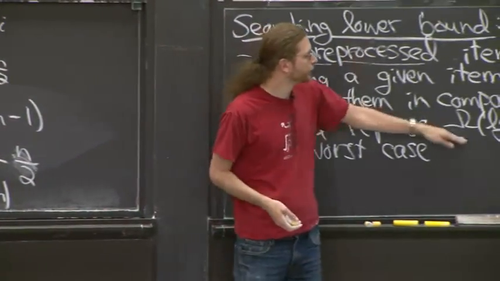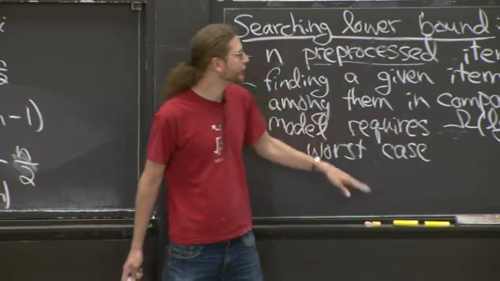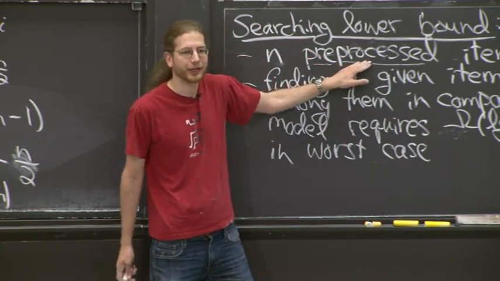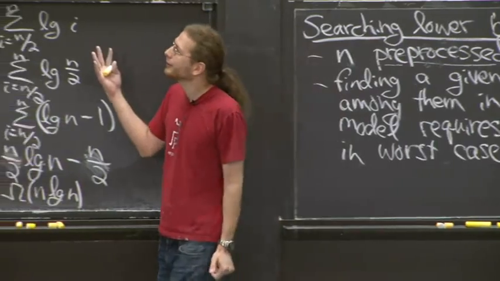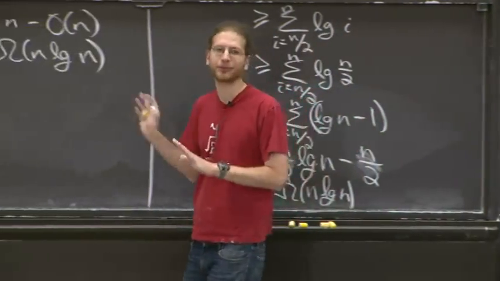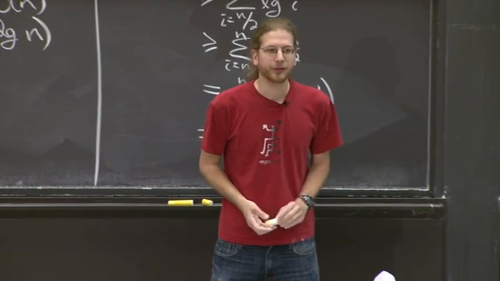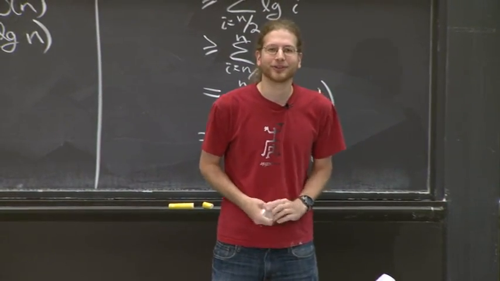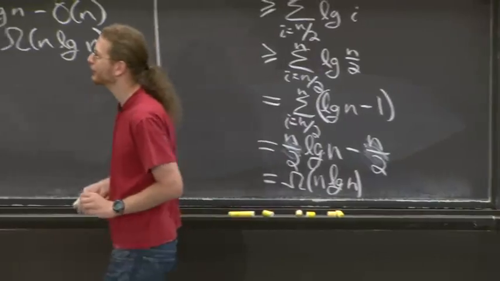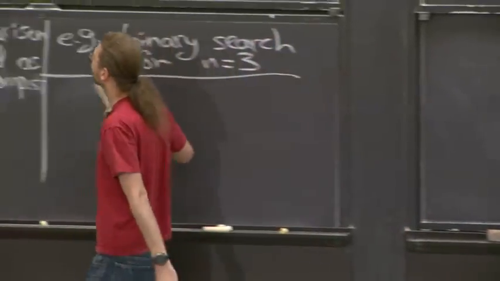So searching always requires log n time. And what's interesting is it requires it even when you preprocess the items. Sorting, if you haven't preprocessed the items, then it takes n log n. Clear? Good. Now we get to the algorithms part of the lecture, always the most fun, the moment you've been waiting for. You can erase comparison trees.